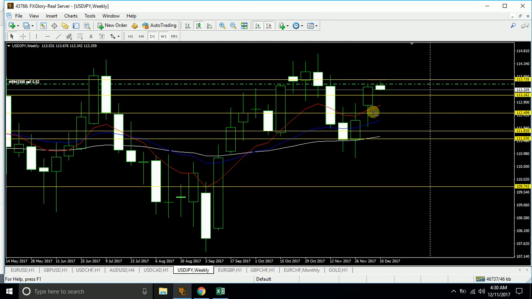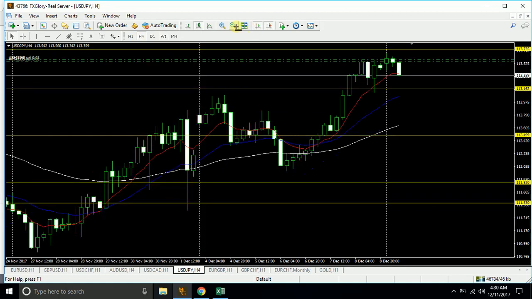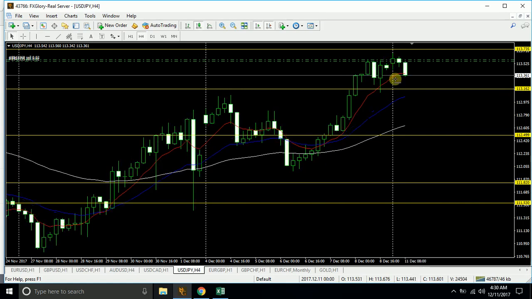Looking at it from a weekly standpoint, here's the 112.5 level. We can see a good double top pattern here on the 4-hour chart. Again, here's the 112.5 level.